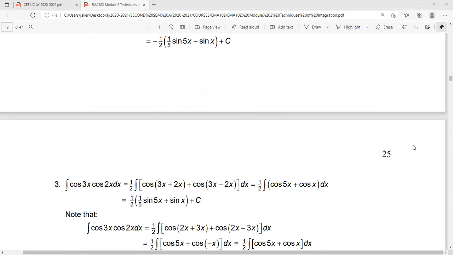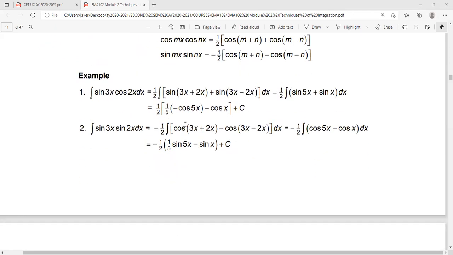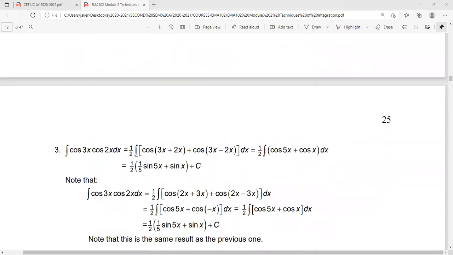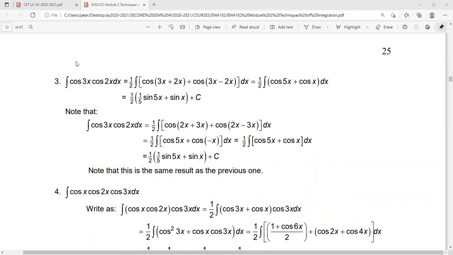Okay? Another one here is we have now the second type, cosine. The cosine of two different angles. So you only need to add here and it's positive 1/2. So 1/2 cosine plus cosine, minus 1/2 cosine of 5x and this one is cosine of x. Then integrate this. So you have 1/2 times the quantity 1/5 sine of 5x here, and you have here sine of x. Okay? Now there's a note that you can also process this one, the cosine of 3x, cosine of 2x in this way.